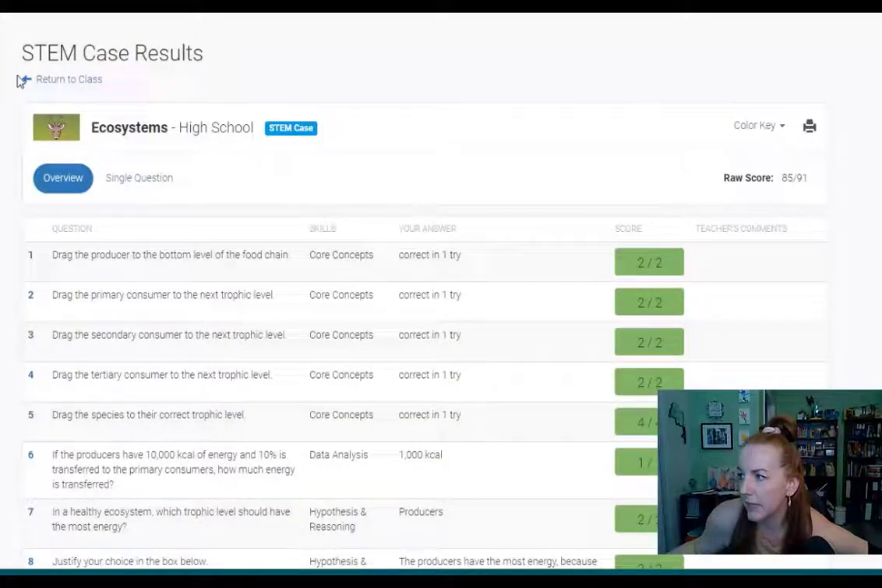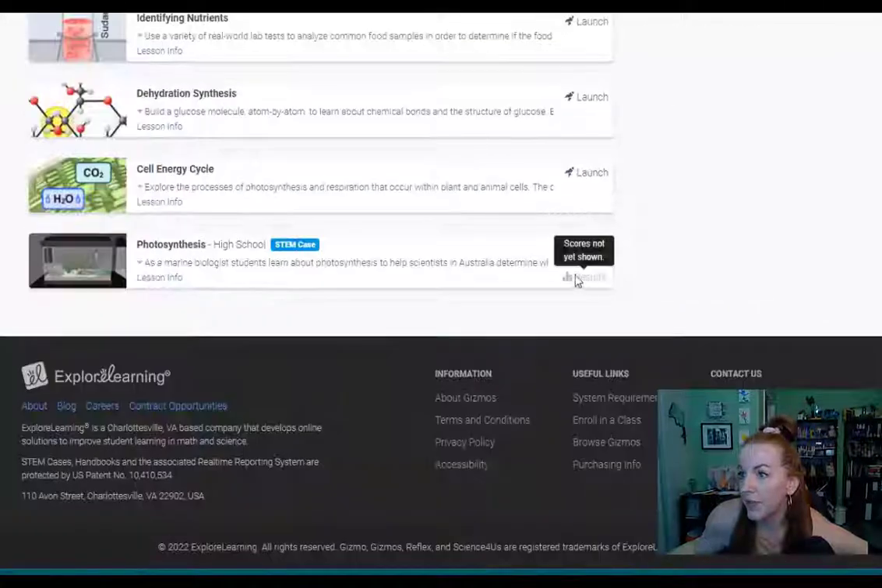Save the report as a PDF by clicking the print button. Okay, and you'll do that for the STEM case, but Ms. Connell and I have to go and release your grades first. Okay?